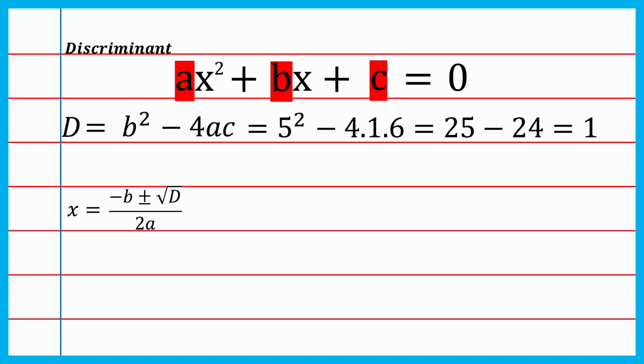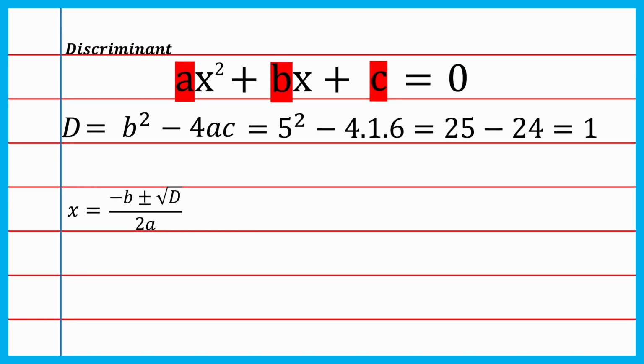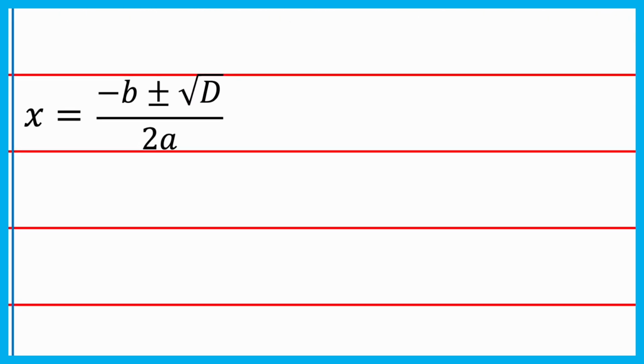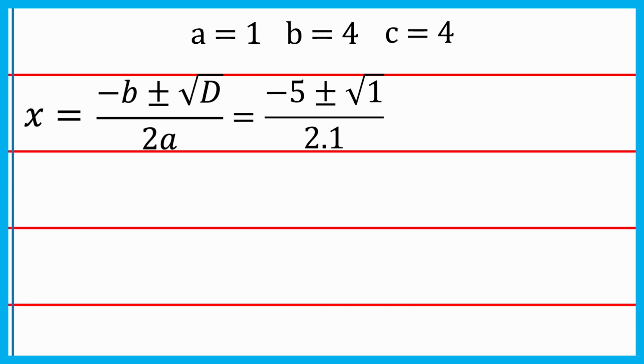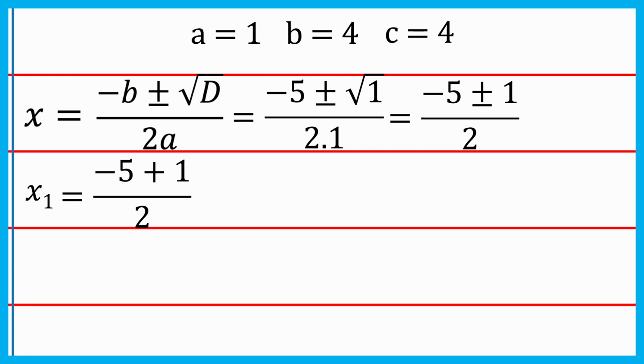The formula is x equals negative b plus or minus the square root of d divided by 2a. We plug everything in. Negative b is negative 5. The square root of d is 1, 2a is 2. So we get two solutions. First solution, negative 5 plus 1 divided by 2. That is negative 4 divided by 2, so negative 2.